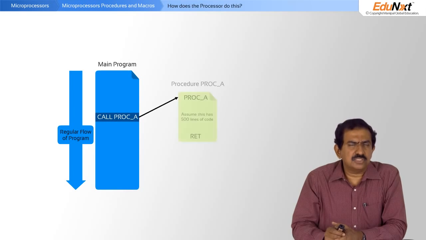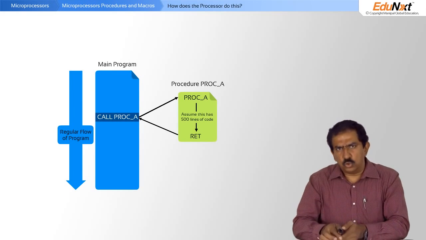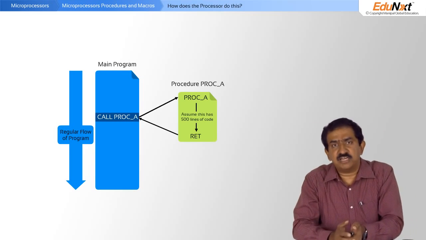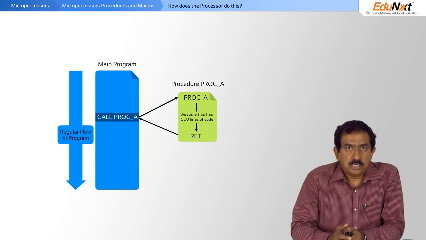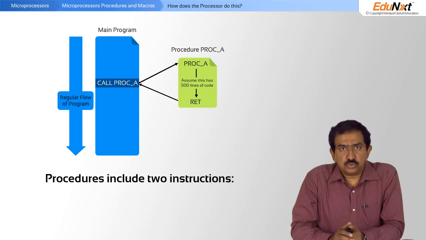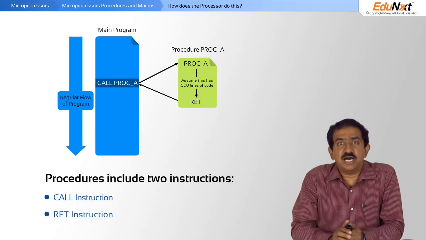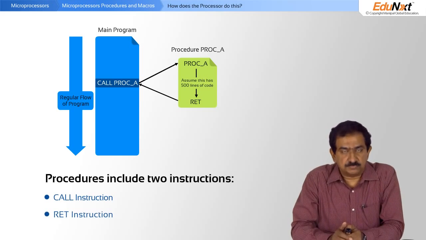How does the processor do all of this? How does the processor know when to go there, when to come back, how to come back to this location from where it left, etc. So there are two important instructions to understand. One is the CALL instruction, which we discussed. The other one is the RET, return instruction.